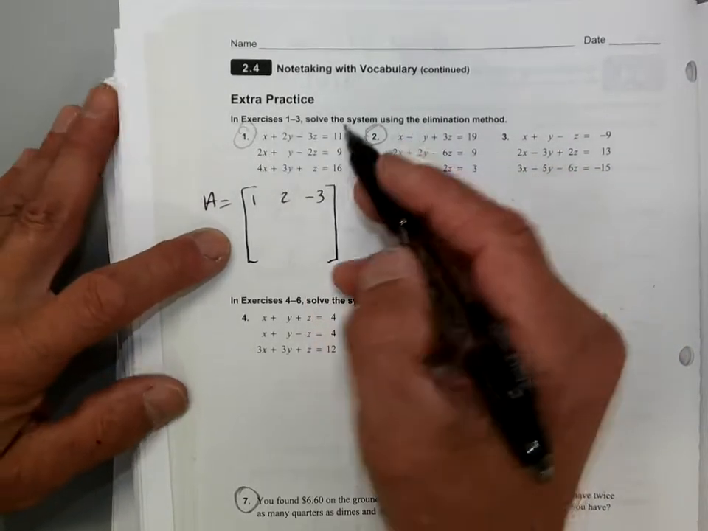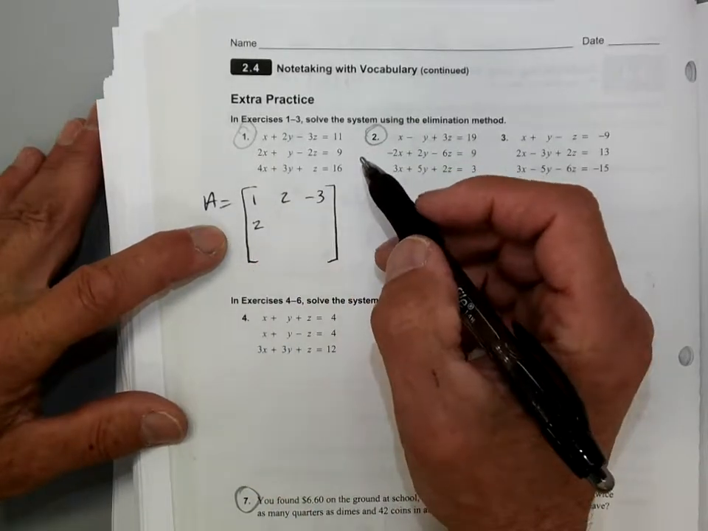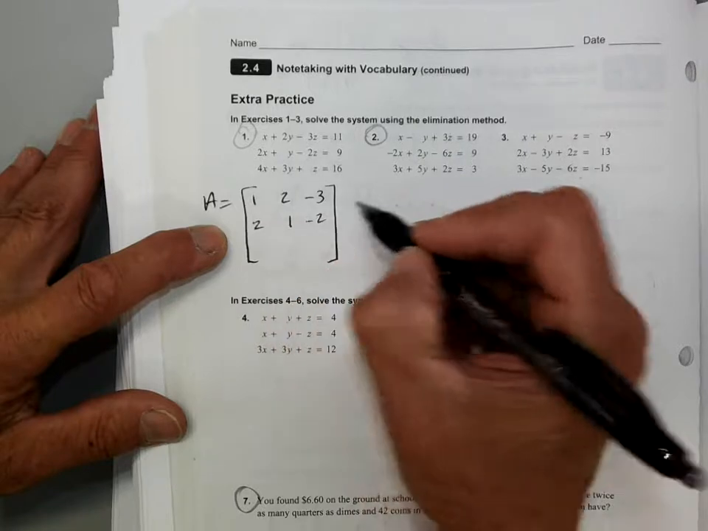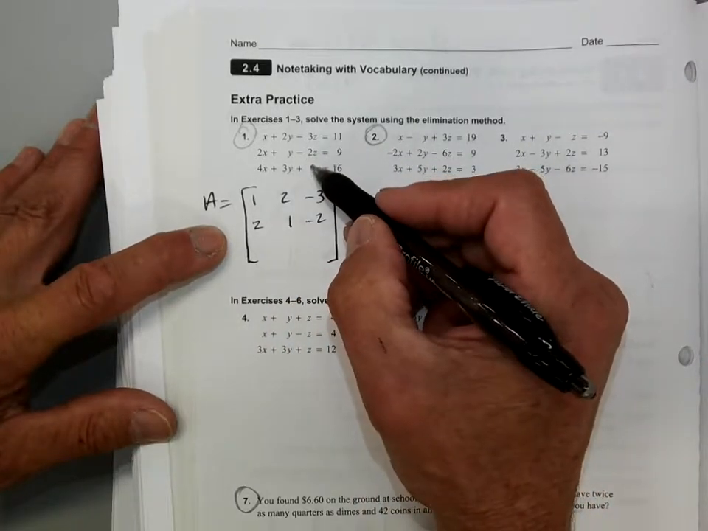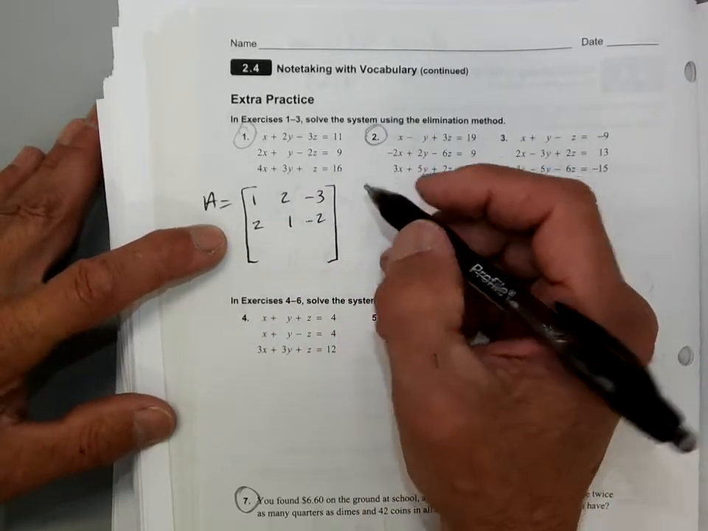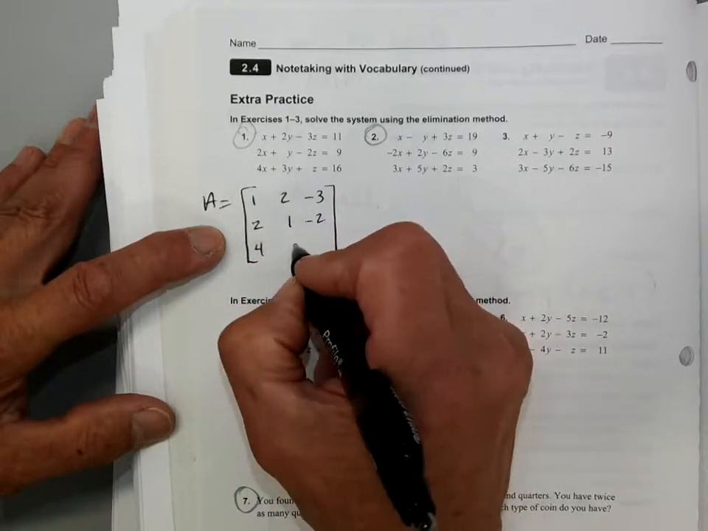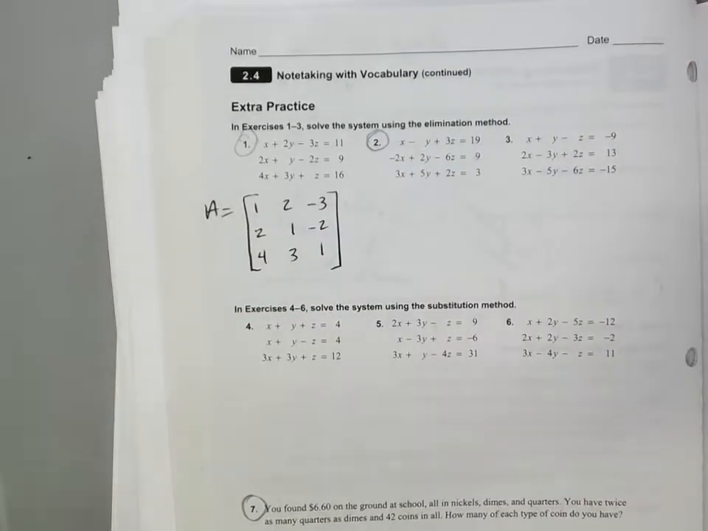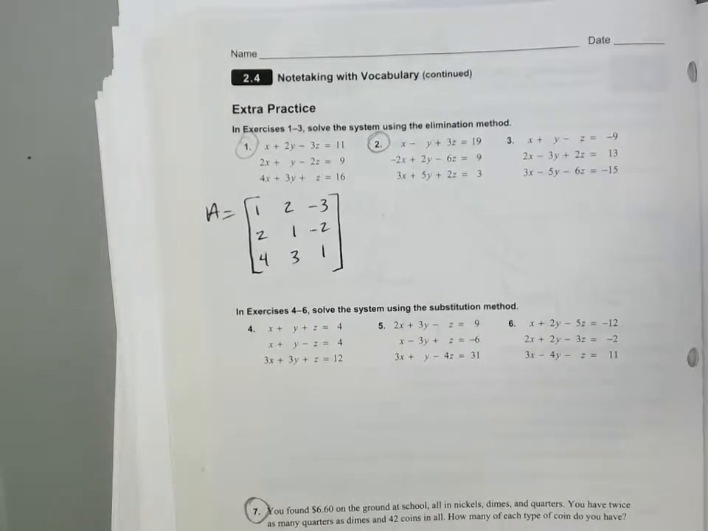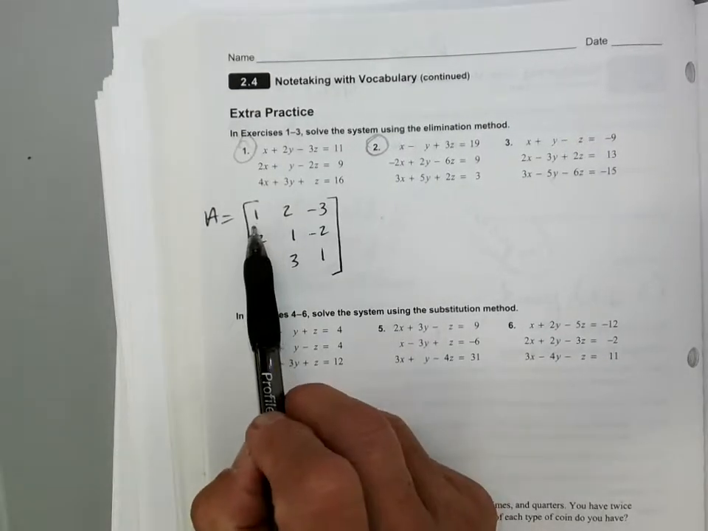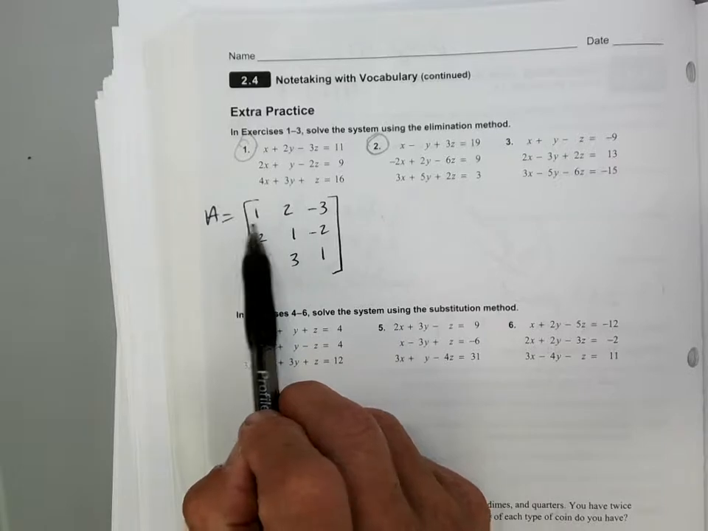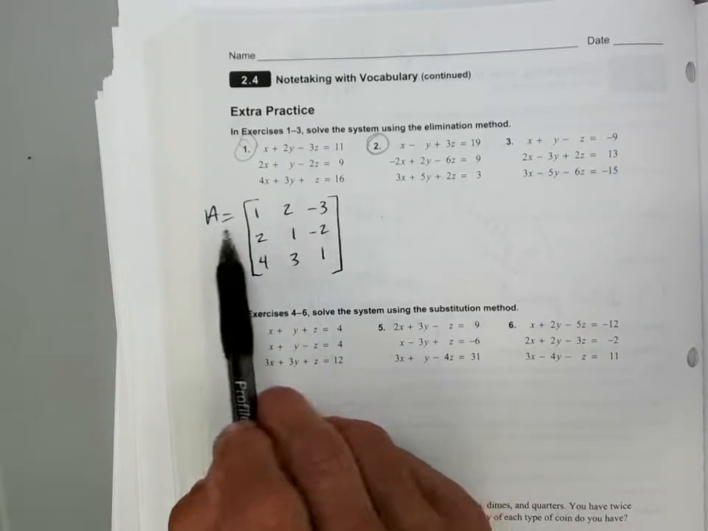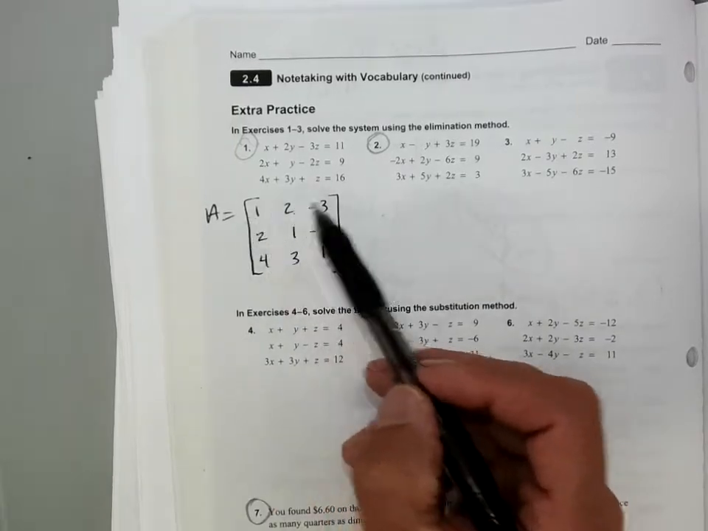Equation 2, put a 2 here for the 2x, put a 1 for the 1y, and a negative 2 for the negative 2z. I'm going to put a 4 here for the 4x, a 3 for the 3y, and a 1 for the z. Now, because we have it in that exact order, the calculator knows this is a 1x. It knows it because it's in the x spot. It knows it's a 2y because it's in the y spot. It knows it's a negative 3, okay? So the calculator knows the x, y, and z are there, okay?